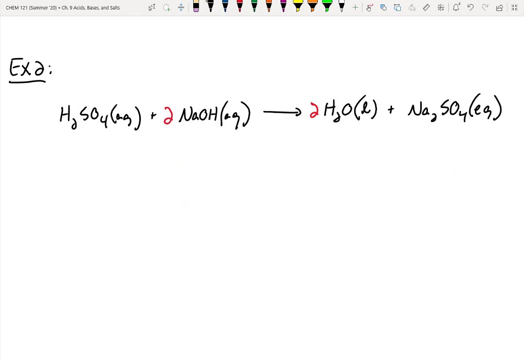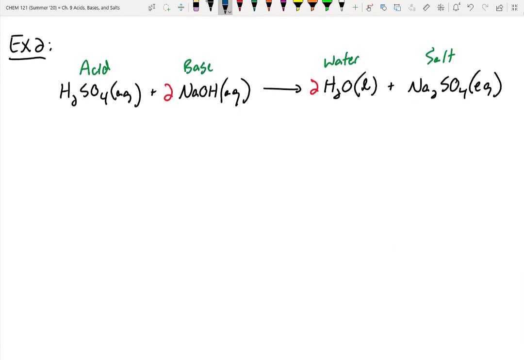All right, so before we do much else, I always recommend balancing an equation. It's essential for stoichiometry. So we're taking this acid, we're reacting it with this base, we're getting 2 equivalents of water, and we're getting our salt over here.